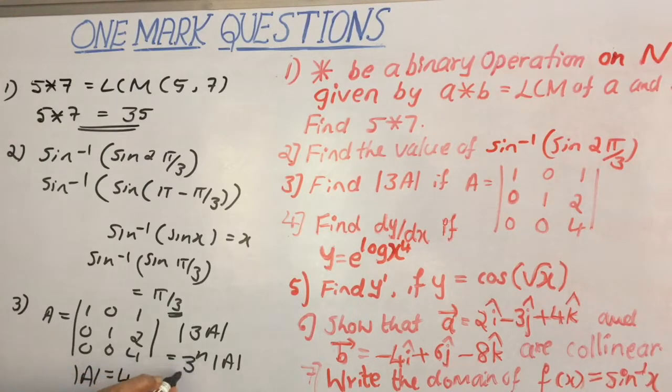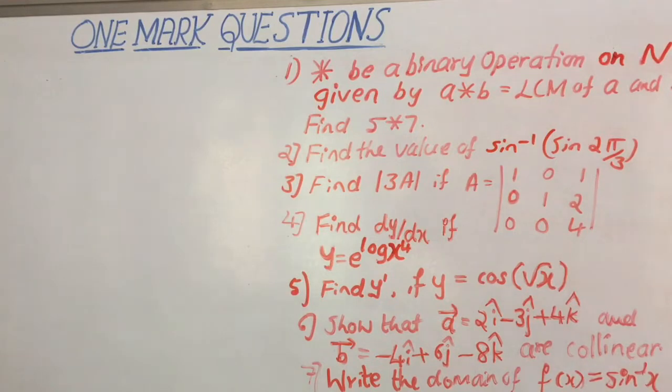Therefore, if we substitute in this formula, we'll get 3 to the power n. N is the order of the determinant. Order is 3 because it is a determinant of order 3. 3 rows and 3 columns are there. So we can write it as 3 to the power 3 into determinant A, that is 4. That becomes 27 into 4 equal to 108.